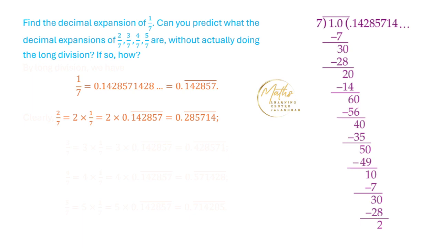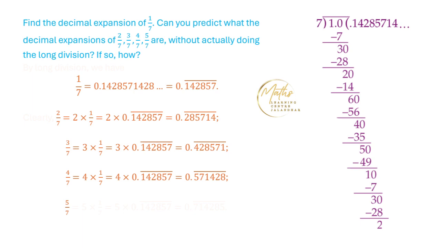Similarly, if we have to calculate the value of 3 by 7, we are going to multiply 3 with 1 by 7. We obtain the answer in this form. Next, we have to calculate the value of 4 by 7. We are going to multiply 4 with this value of 1 by 7. So when you multiply 4 over here, you will obtain the answer in this form. And last, we have to calculate 5 by 7. So you can check on your own that on multiplying this number with 5, you will obtain the answer in this form.